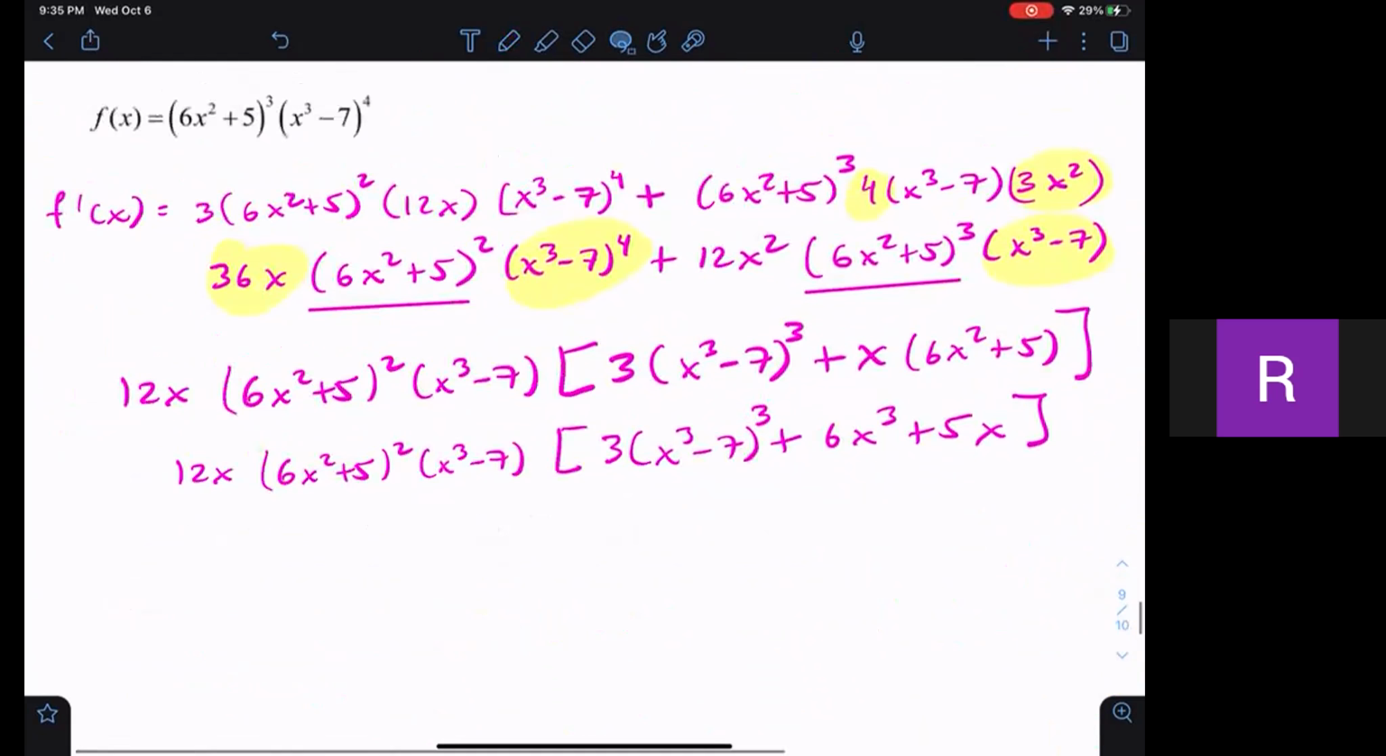So let's see. Okay, 3, 6x squared plus 5 to the second. Okay, 12x. Okay, plus 4x cubed minus 7. Oh, here I missed the third. I have to put the third. Okay, yeah, that might be the error.